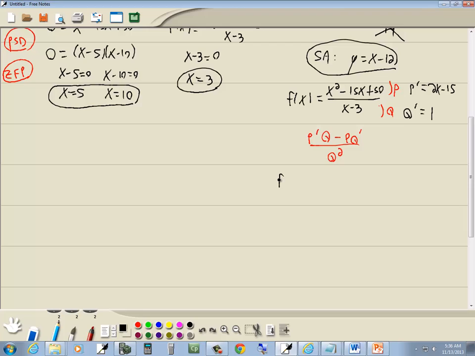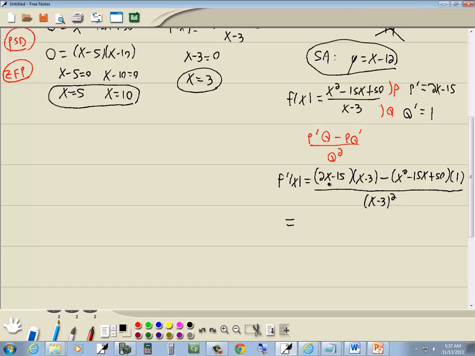So for our derivative, p prime was 2x minus 15 times q, which was x minus 3, minus p, which was x squared minus 15x plus 50, times q prime, which is 1, all over q squared. So all over x minus 3 squared.